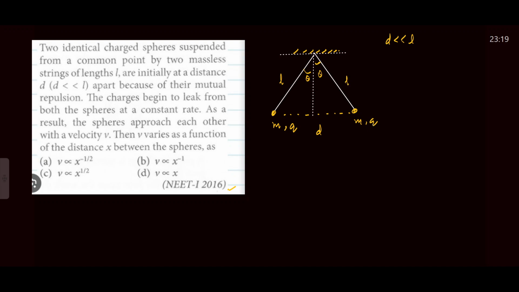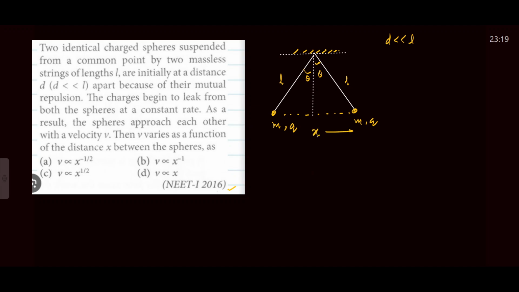So here charge will leak, then definitely their force of repulsion is going to decrease with time. So these balls will come closer. That means theta is decreasing. Theta is decreasing means distance d is also going to decrease. So at some point of time I'm drawing it, this distance would not be now d. This would be some value x.